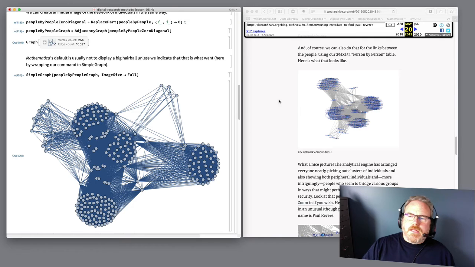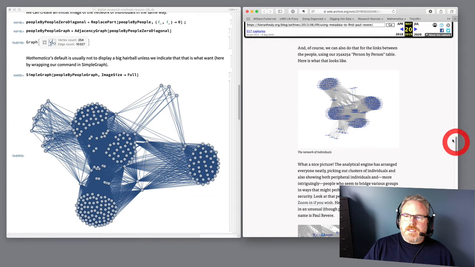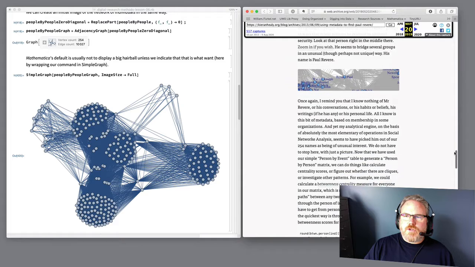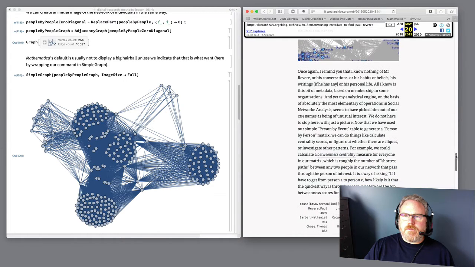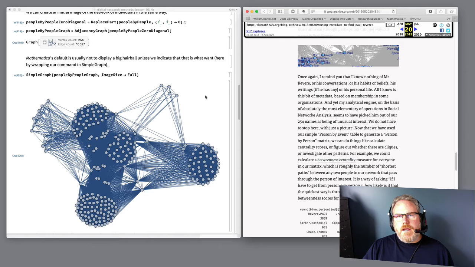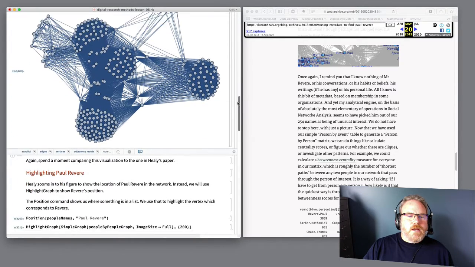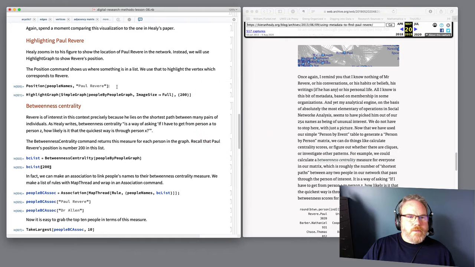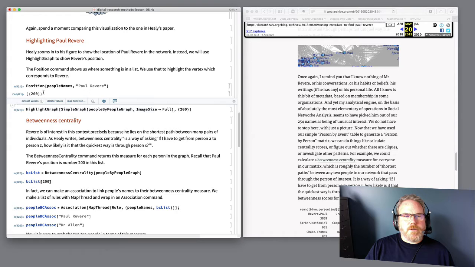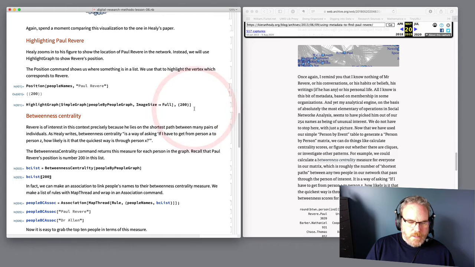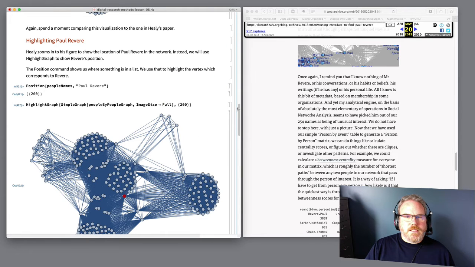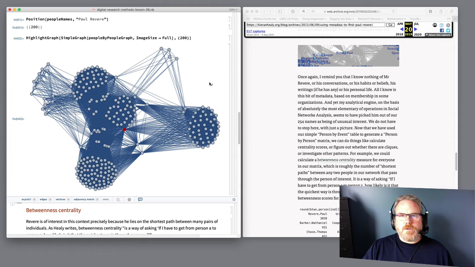Now one of the things that Healy does is he zooms in on this graph to show you the centrality of Paul Revere, and part of the fun of his blog post is showing the kind of social network position of Paul Revere. Instead of zooming in, what we're going to do is we're going to highlight the portion of the graph that refers to Paul Revere. We can extract Paul Revere's person number. He's number 200 in our list of persons. And now that we know that, we use the highlight graph command to show him in there, and we can see that sure enough, he's right in the center of all of these social networks.